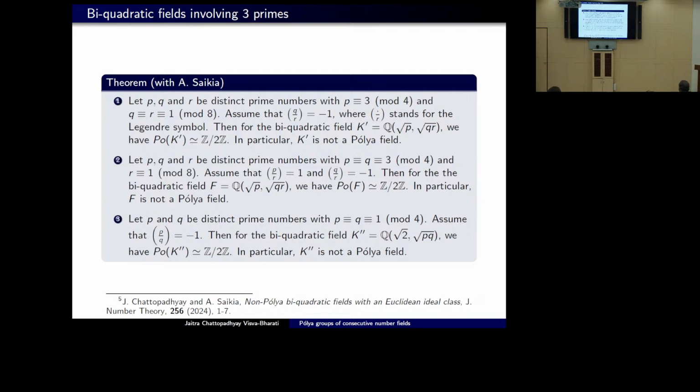So this is a recent work that I did with Professor Anupam Saikia while I was a postdoc there at IIT Guwahati. So this says that if we take a biquadratic field of this form Q(√p, √qr), and in the last one Q(√2, √pq), where p and q are distinct odd primes coming from certain arithmetic progressions given by either 3 mod 4 or 1 mod 4 depending on the situation, and there are some mild Legendre symbol conditions among those primes, then in these three cases the Pólya groups are all isomorphic to Z/2Z. Since it is isomorphic to Z/2Z, it is not trivial, and therefore these fields are not Pólya. And this also tells us that since Po(K) is a subgroup of Cl(K), 2 divides the class number of these, because in a finite group the order of a subgroup divides the order of the group. So it's just a simple restatement of Lagrange's theorem in this setup.